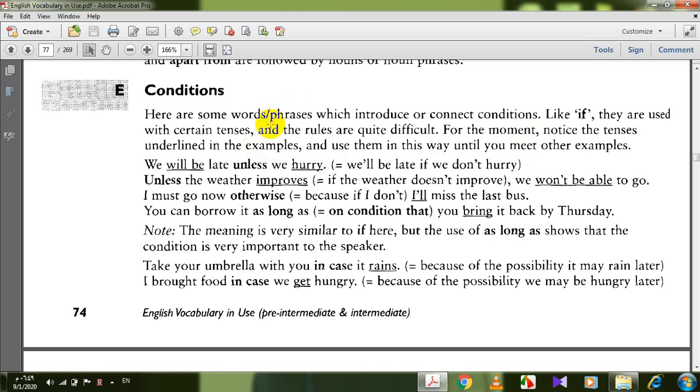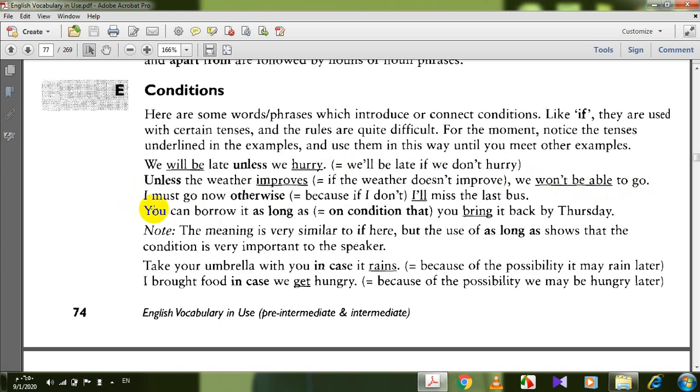You have already covered these things in grammar 1 and 2. We will be late unless we hurry. We will be late unless we hurry. It means if we don't hurry, we will be late. We will be late if we don't hurry. Yes, good. Unless the weather improves, it means if the weather doesn't improve. Unless the weather improves, we won't be able to go. If the weather doesn't improve, yeah, good.